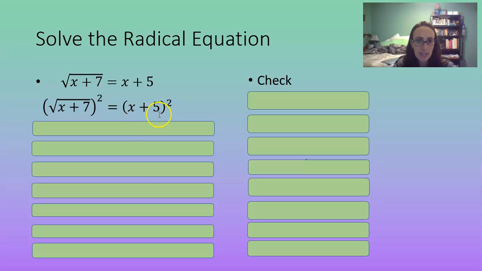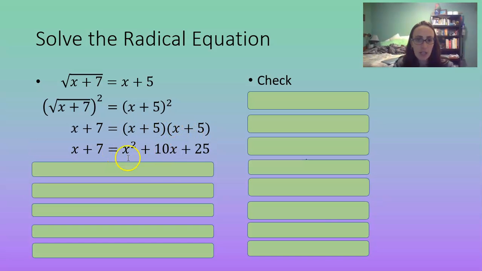On the right side here, I'm squaring my binomial, so that's going to leave me with x plus 5 times x plus 5. I need to make sure I remember when I do this, it means times that binomial by itself. So when I go through and do this, I have to distribute my x to both the x plus 5 and the plus 5. I have to distribute my plus 5 to both the x and the 5. That's going to leave me with now a trinomial. So I have x plus 7 on the left, and on the right side of my equal sign, it's x squared plus 10x plus 25.